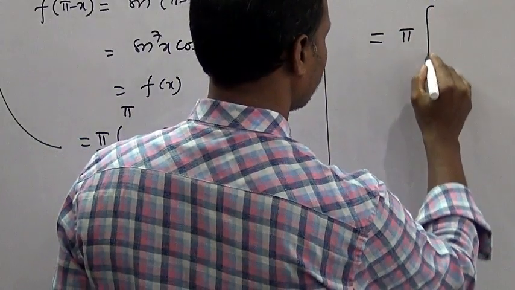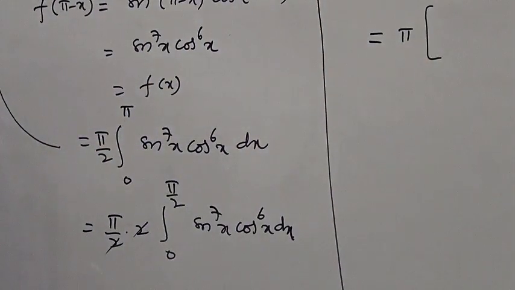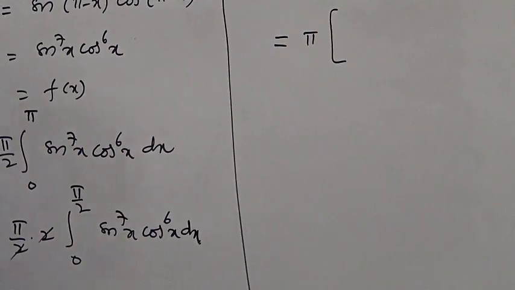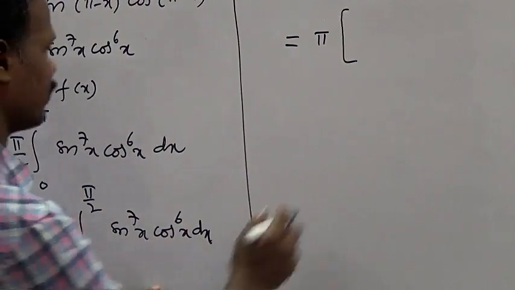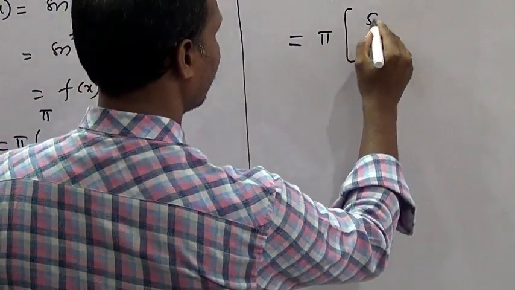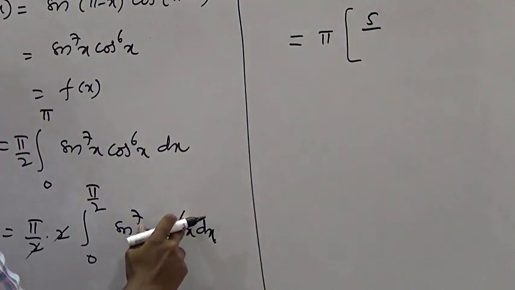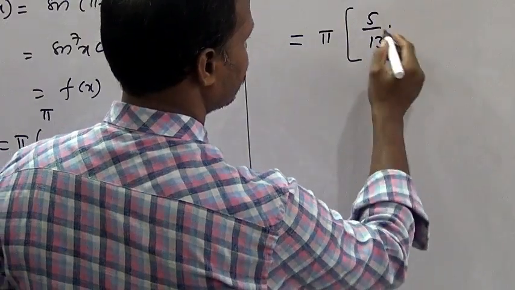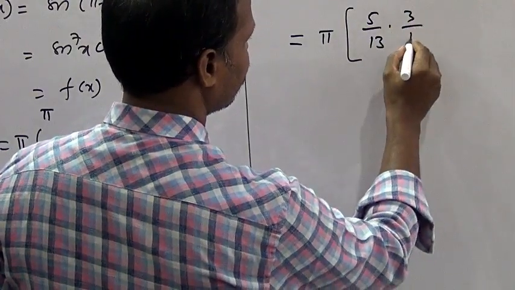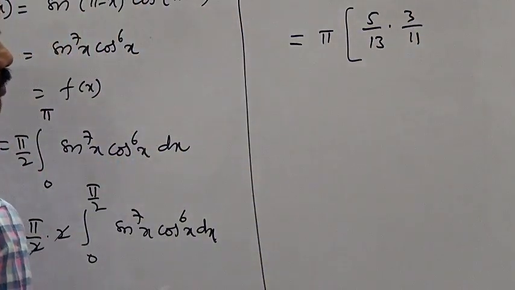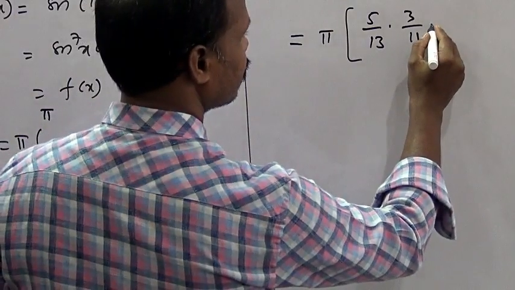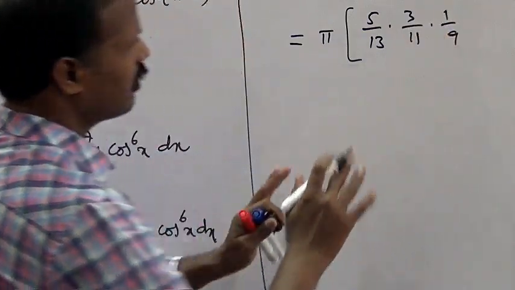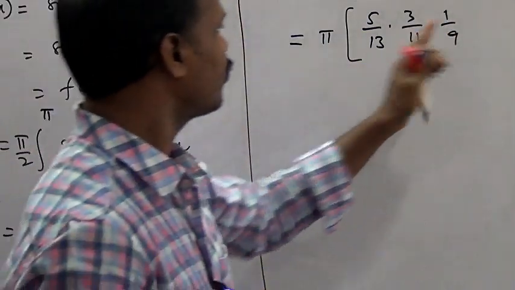Here n is even, so start the reduction from n minus 1 by m plus n. That is 6 minus 1, 5 by 7 plus 6, 13. Next 5 minus 2, 3 by 11. Again 3 minus 2, 1 by 11 minus 2, 9. Next you can't make any more reduction.